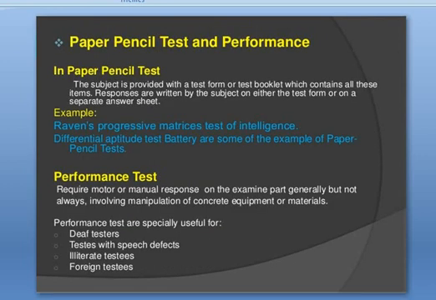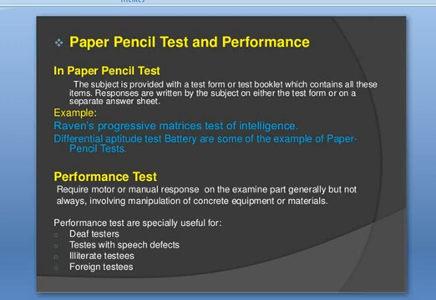Here you can see about paper pencil test and performance test. In a paper pencil test, the subject is provided with a test form or test booklet which contains all the items. Responses are written by the subject either on the test form or on a separate answer sheet. Examples are Raven's Progressive Matrices test of intelligence and the Differential Aptitude Test battery, which are some examples of paper pencil tests. In such a test, the testee needs paper and pencil.